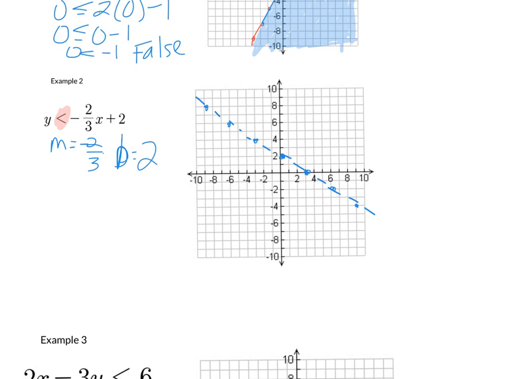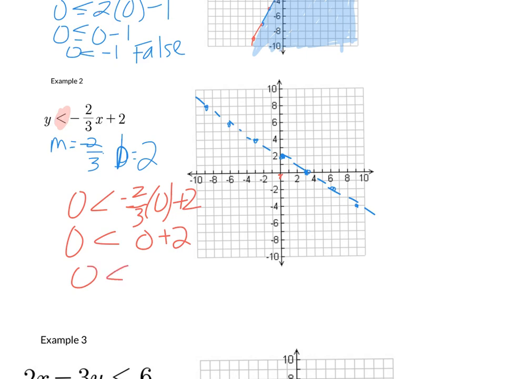Now we're going to shade. To shade, we use our test point of 0, 0. Here's 0, 0. So 0 is less than negative 2/3 times 0 plus 2. When we use 0, 0, negative 2/3 times 0 is 0. So when you plug in 0, it's nice because the fractions cancel out. Is 0 less than 2? That is true. So this point right here is true.